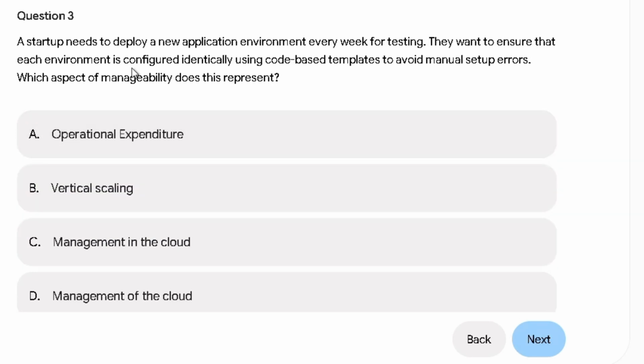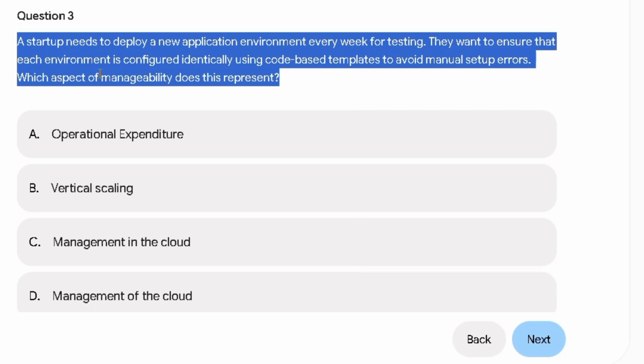Question number 3. A startup needs to deploy a new application environment every week for testing. They want to ensure that each environment is configured identically using code-based templates to avoid manual setup errors. Which aspect of manageability does this represent? So we have operational expansion, which we haven't really covered. We have vertical scaling, we have management in the cloud, and then we have management in the cloud again. So we have two answers that are exactly the same thing.